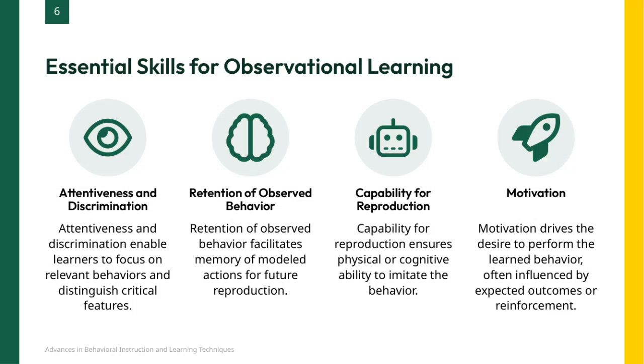Now, let's talk about the essential skills needed for effective observational learning. First, attentiveness and discrimination are crucial because they allow learners to focus on the most relevant behaviors and pick out the important details from what they observe. Without this focus, it's easy to miss key aspects of the behavior that need to be learned.